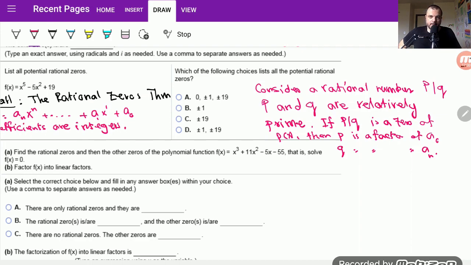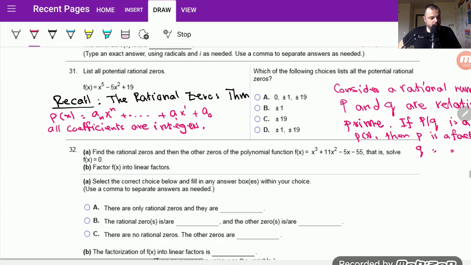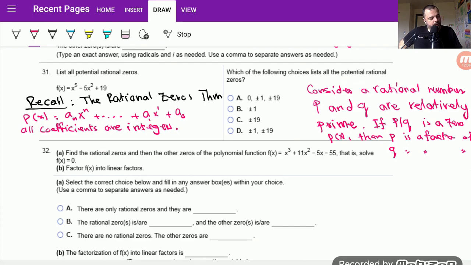Let's go back and apply this to the problem. So let's look at the a_n and a_0. Where is a_0? A_0 is positive 19. This is a_0, and a_0 is p. We call it p, which is 19. What is a_n? In this case a_5, because 5 is the highest degree. A_5 is q, which is 1.